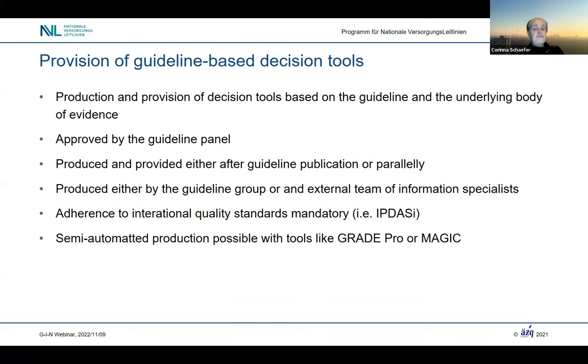It can be produced and provided either after guideline publication or parallelly. That depends on the resources that guideline developers have. If you have a team that is experienced in producing patient information material and in medical writing, that is very helpful. And then you can produce it parallelly and you publish everything together. And it can be produced either by the guideline group or by an external team of information specialists, which requires more communication, but however ensures that you have the expertise that you need if it's not in the guideline group.